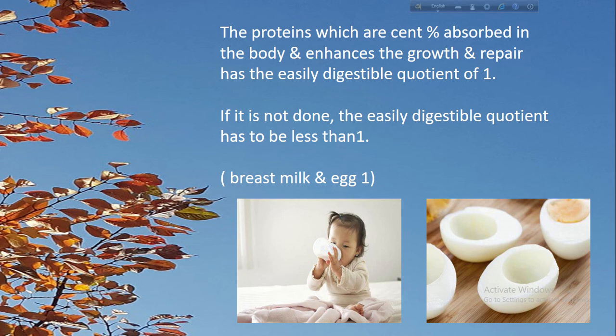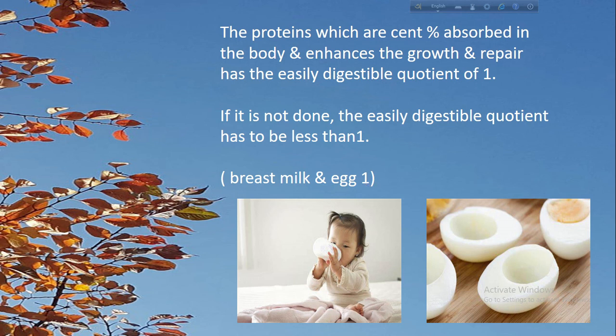So in this case, the proteins which are 100% absorbed in the body and enhance the growth and repair have the easily digestible quotient of 1. That is, in this case, the intake of proteins and the absorption is equal. Simply, it can be said that the amount of proteins taken by the organisms is fully used by the body for its growth and repair. And if it is not done, the easily digestible quotient has to be less than 1. So the easily digestible quotient of breast milk and egg is 1.